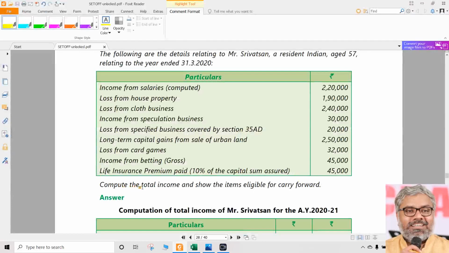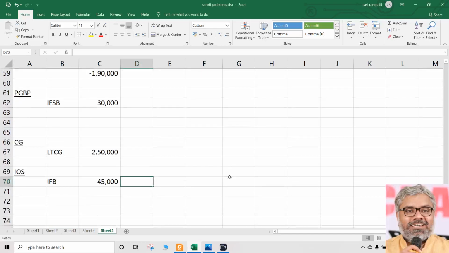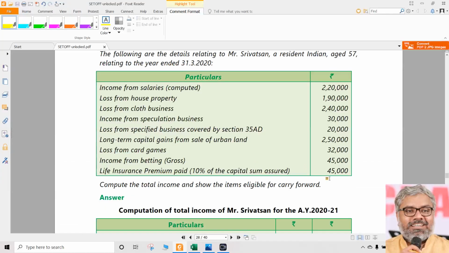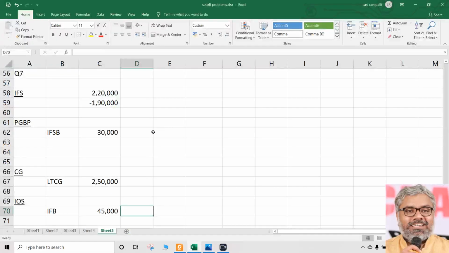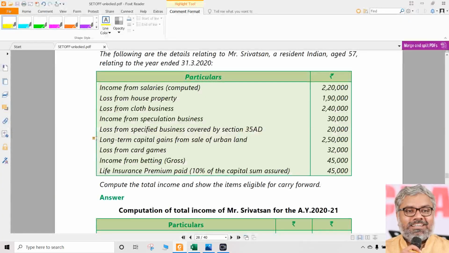First of all, compute the total income he is asking. For computing total income, we need to first compute gross total income, then give deductions. Deductions will come to it later. First, let us compute gross total income. Now go back to the question and take one by one negatives also. Income from salary is positive. It was taken already. Loss already taken from house property. Loss from cloth business is 2,40,000. Amount is 2,40,000. Loss, that is.